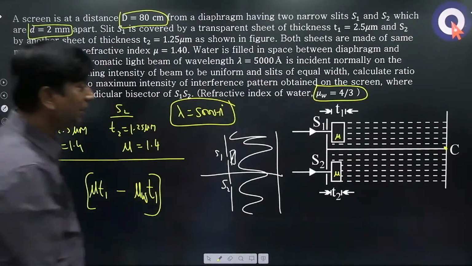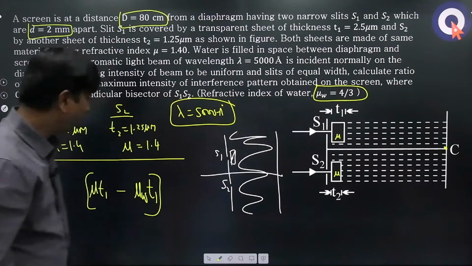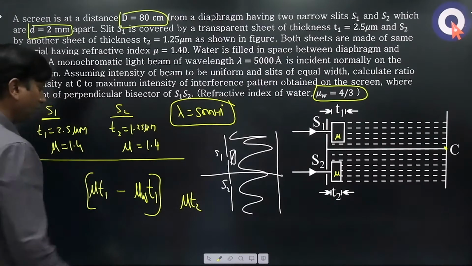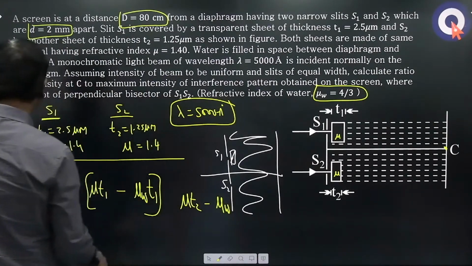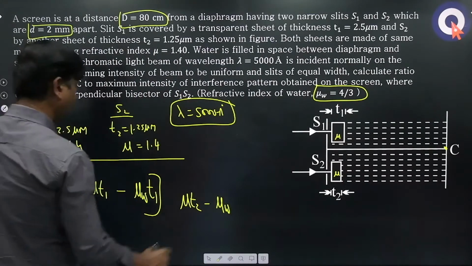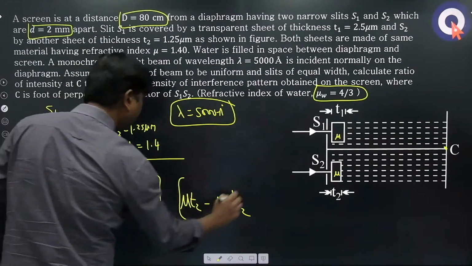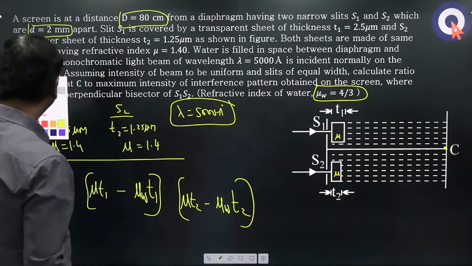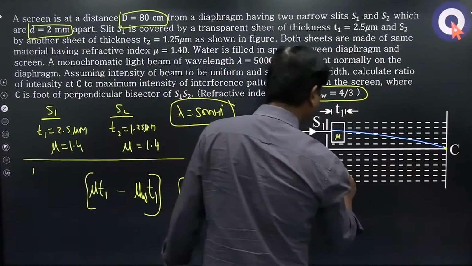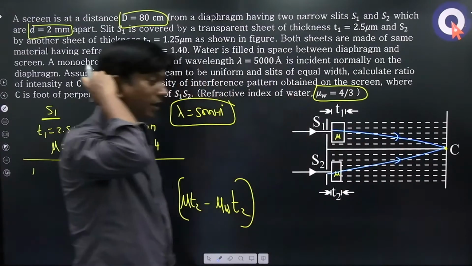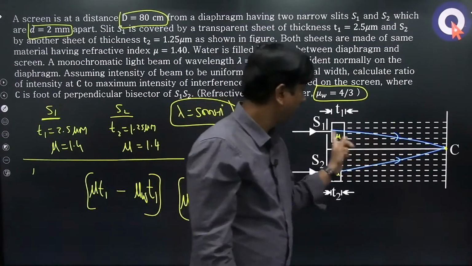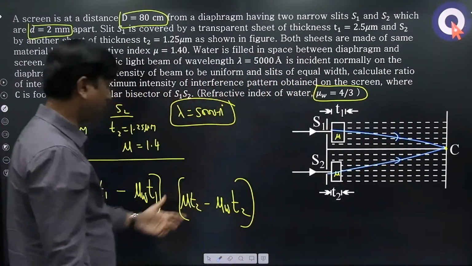So this one. Similarly, the second slab also will be writing nu of T2 minus nu W of T2. Now the thing is, they are asking exactly at point P. Okay, so this will come like this, come like this at point C. Geometrically, no d sin theta and all, because it is symmetrical, right? Only these are the things.